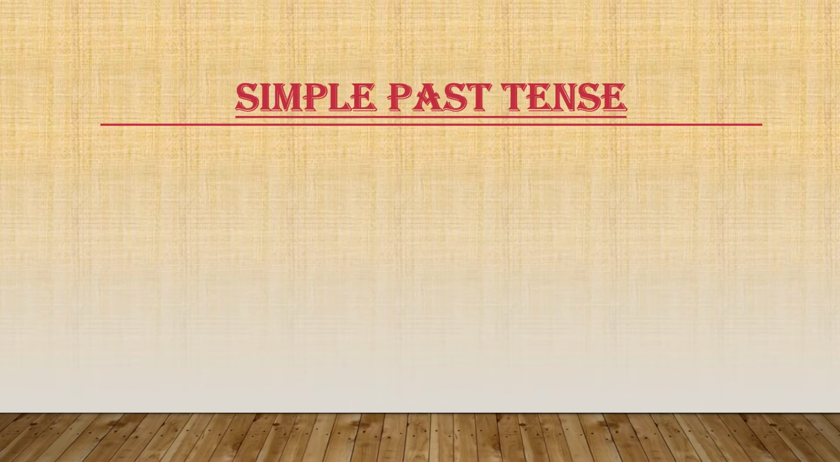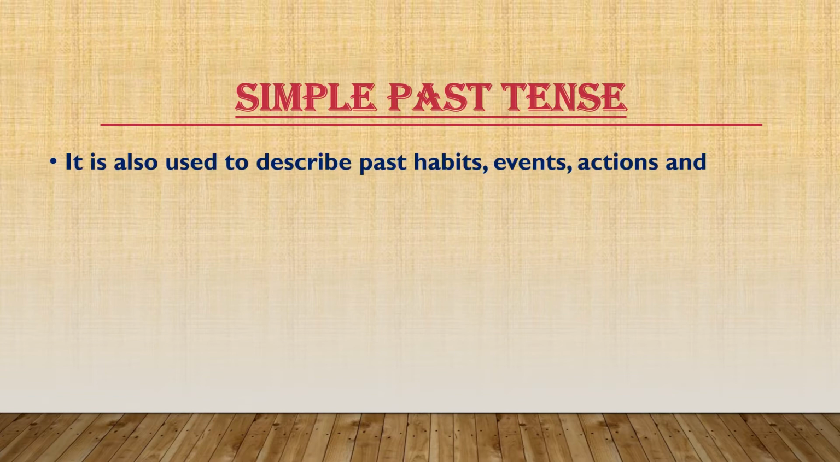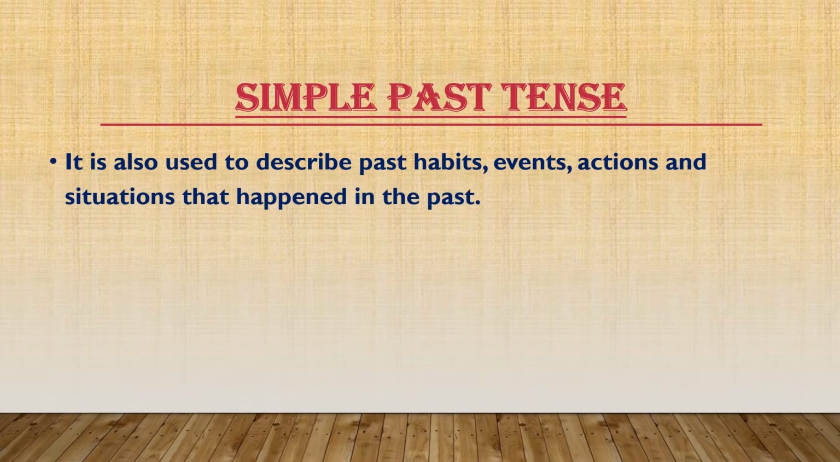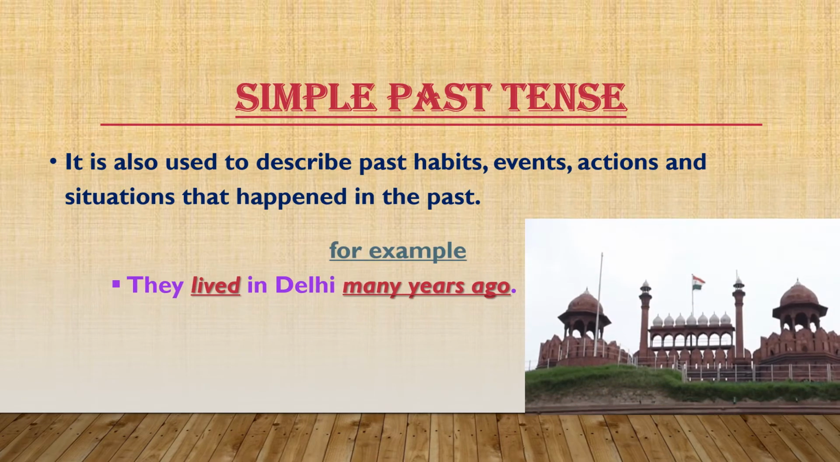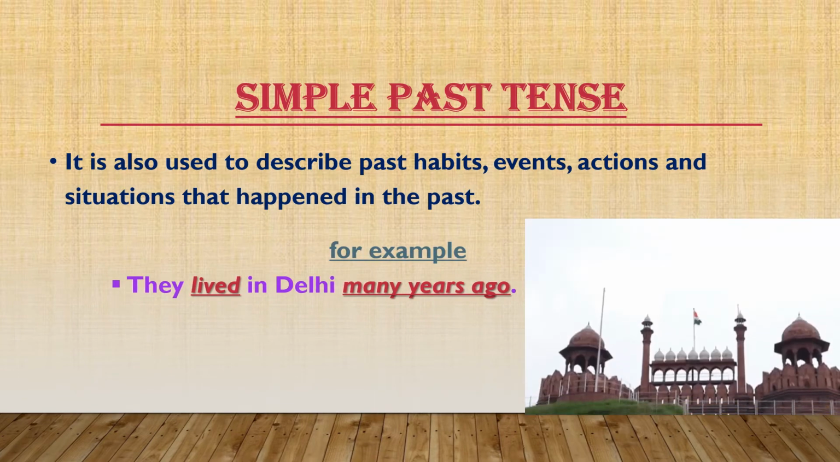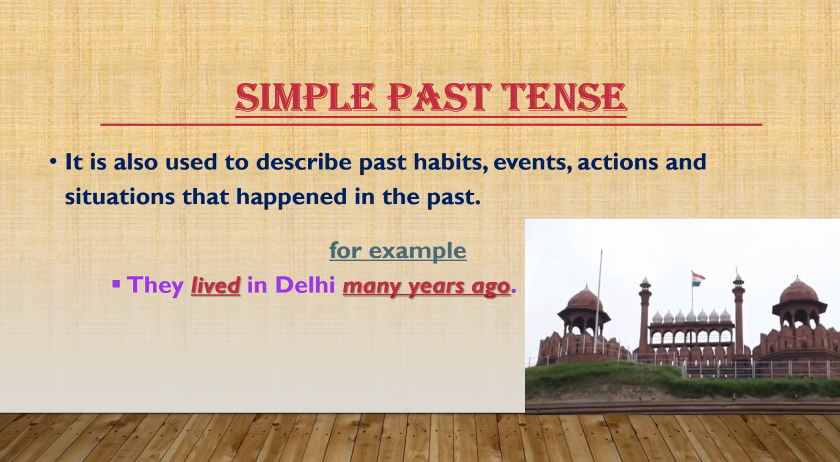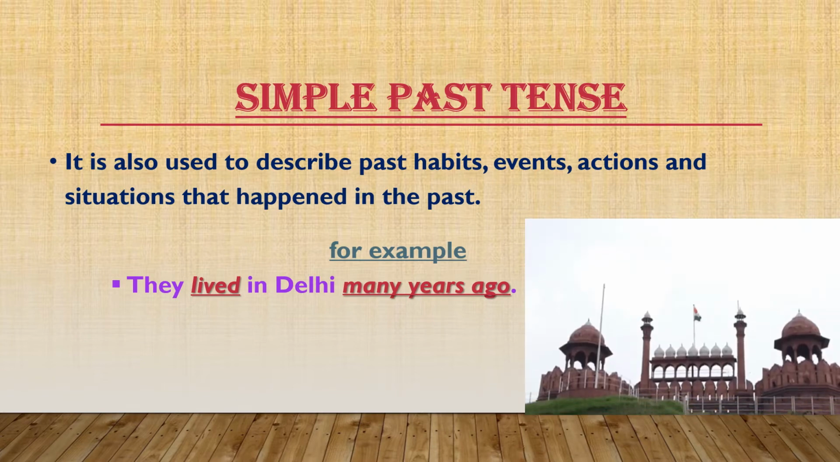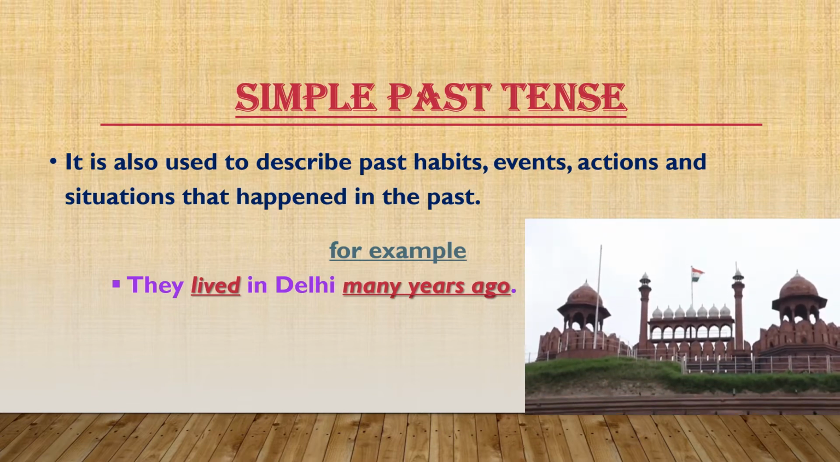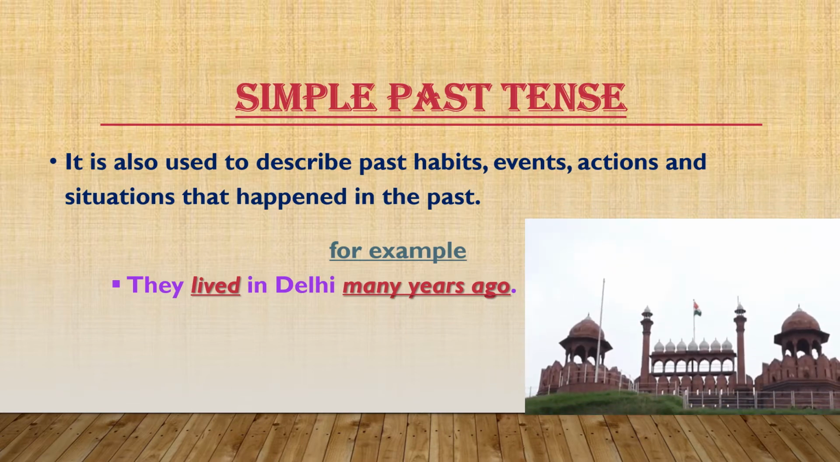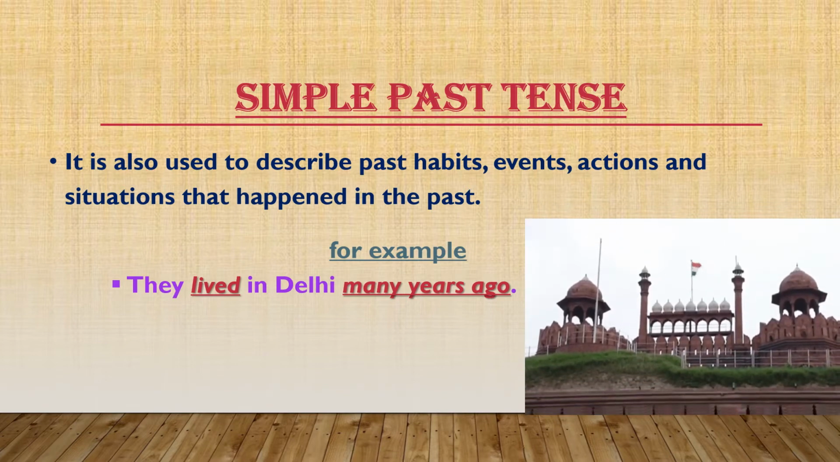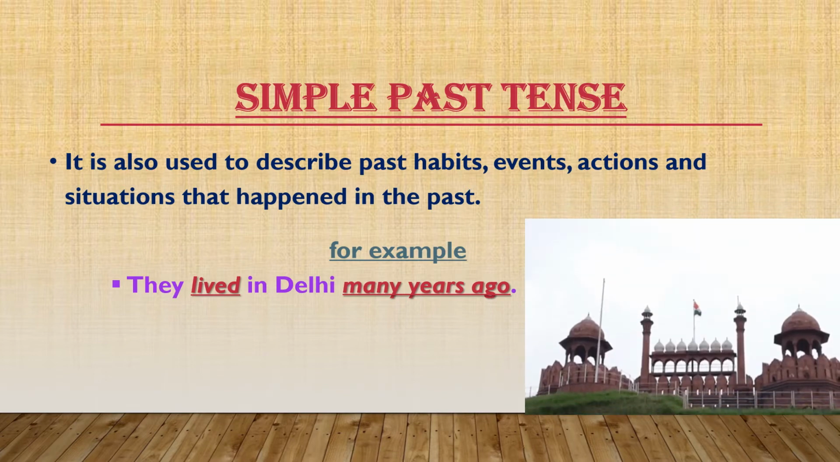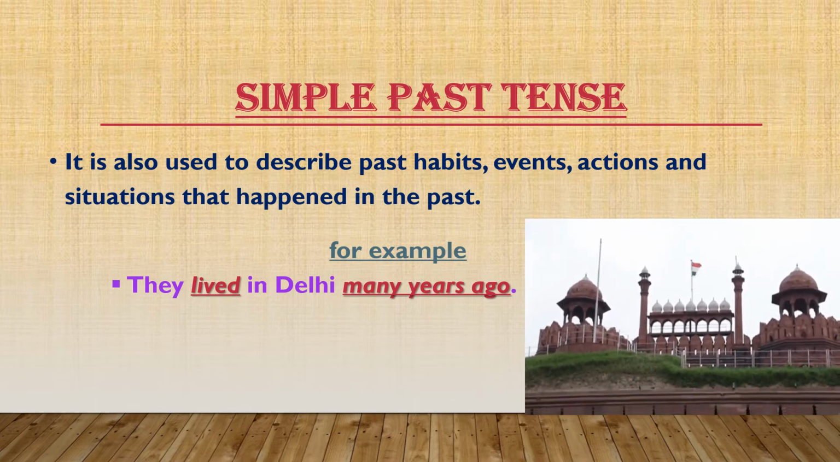Now let us learn where all we use simple past tense. Simple past tense is used to describe past habits, events, actions and situations that happened in the past. For example, they lived in Delhi many years ago. So this action is already over. So it's something in the past that has already happened. That is why the verb over here is lived, which is past form of verb.